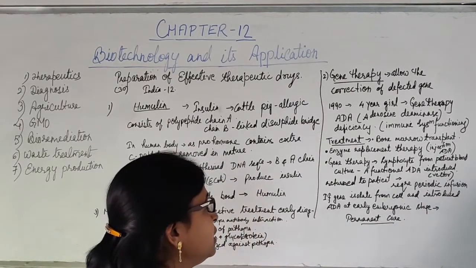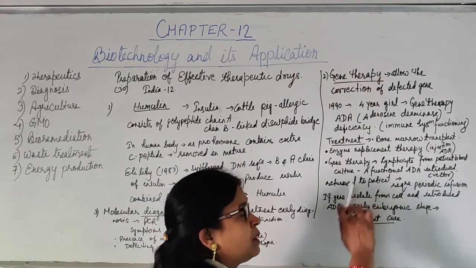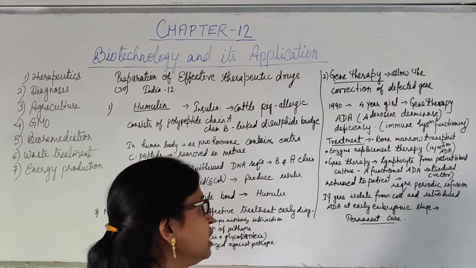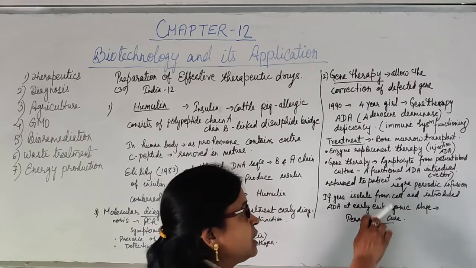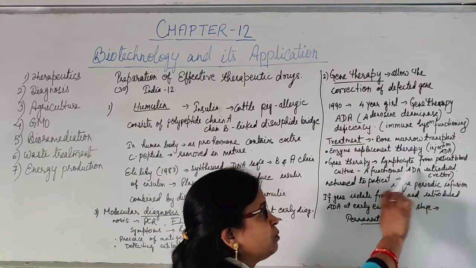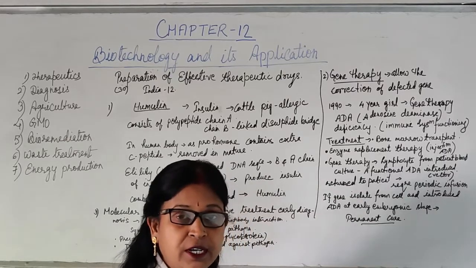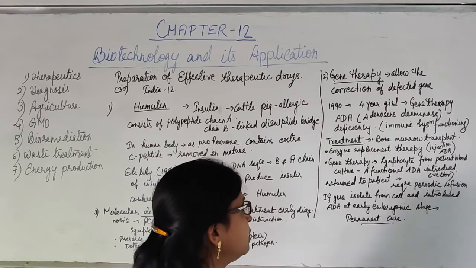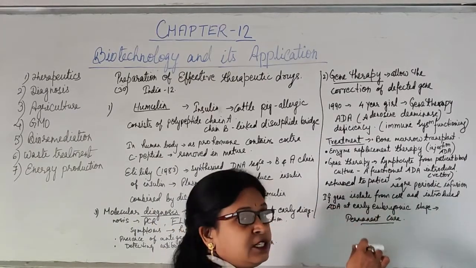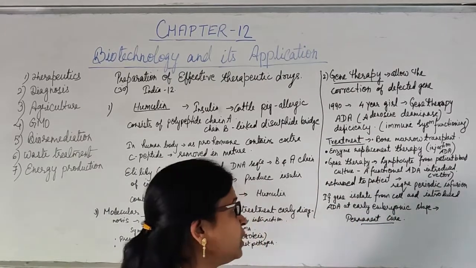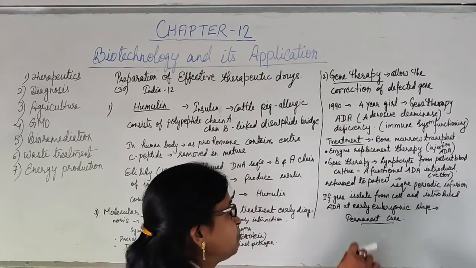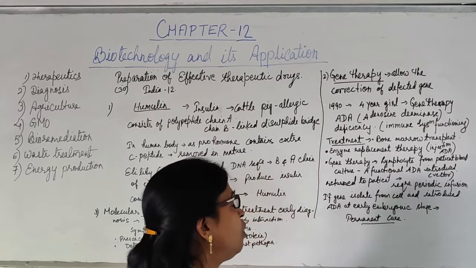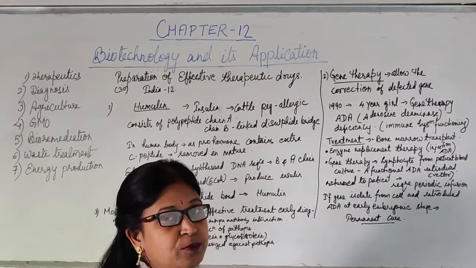In this gene therapy, the lymphocyte from the patient's blood is taken out, isolated, and cultured outside the body in the laboratory, where a functional ADA gene is introduced with the help of a vector, that is, a retroviral vector. After introducing that, the lymphocyte is returned to the patient's body. This method requires periodic infusion of this lymphocyte. This is also not a permanent cure.